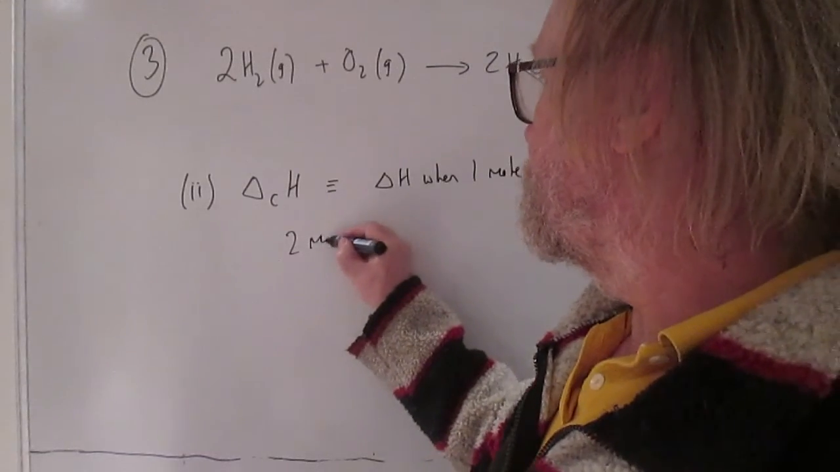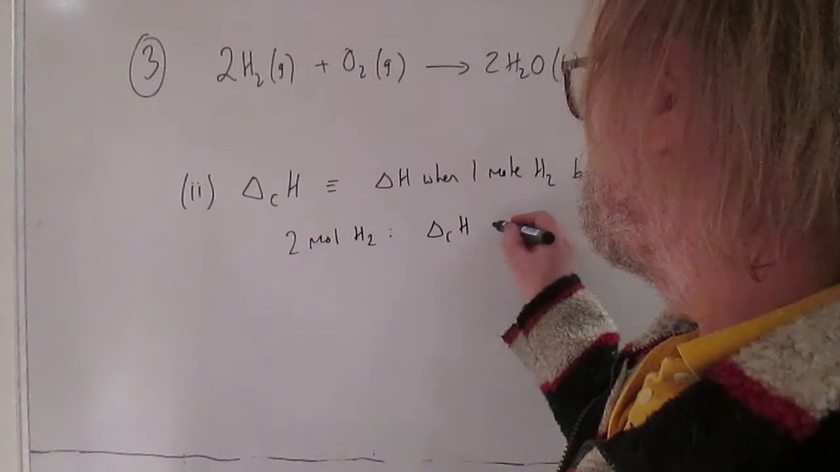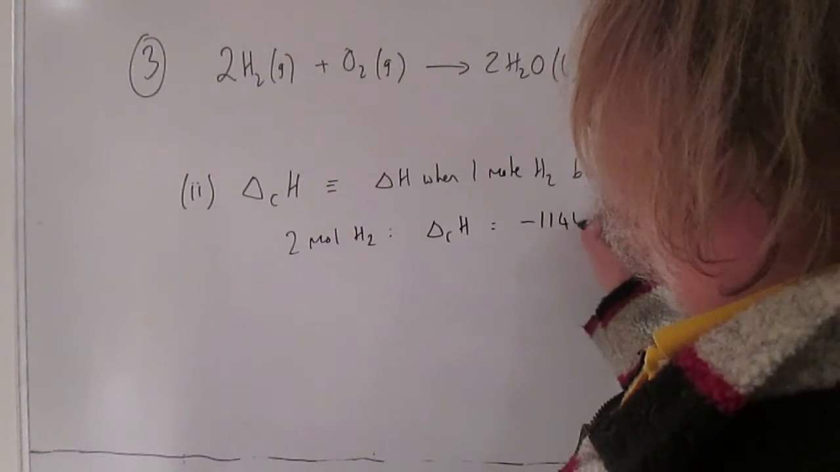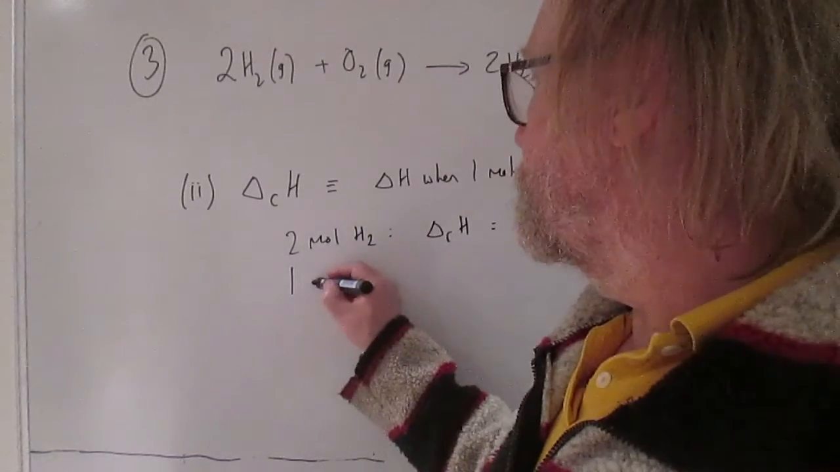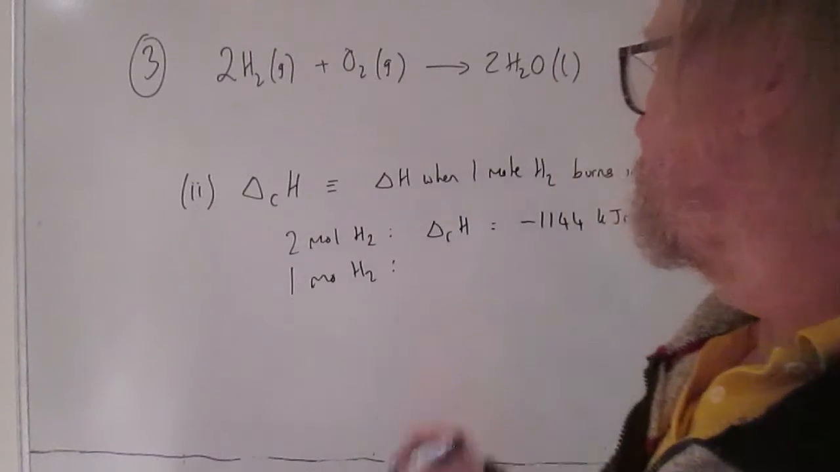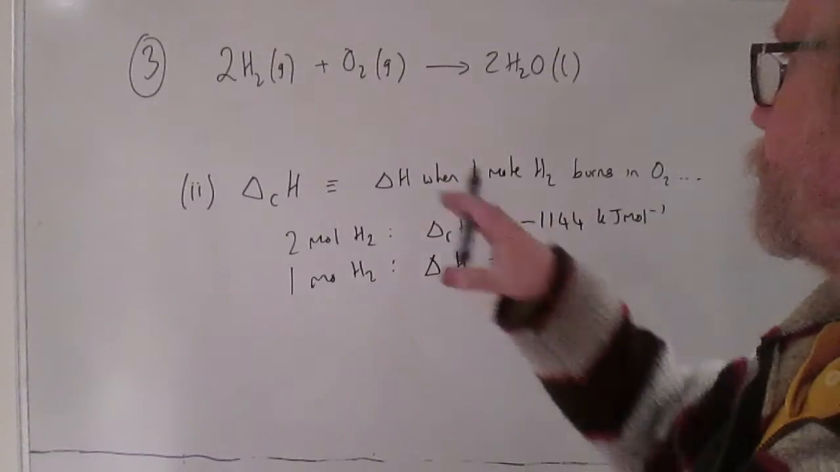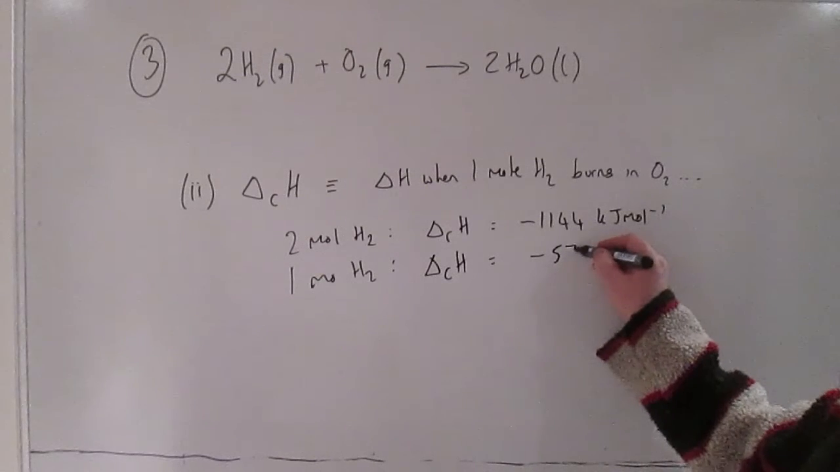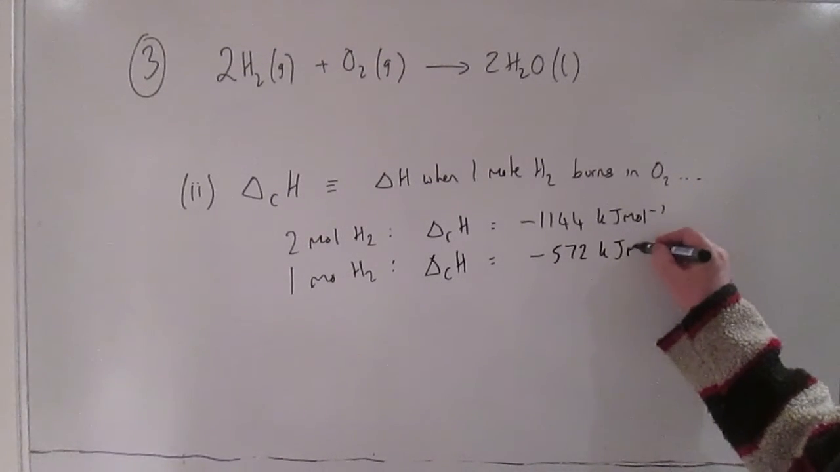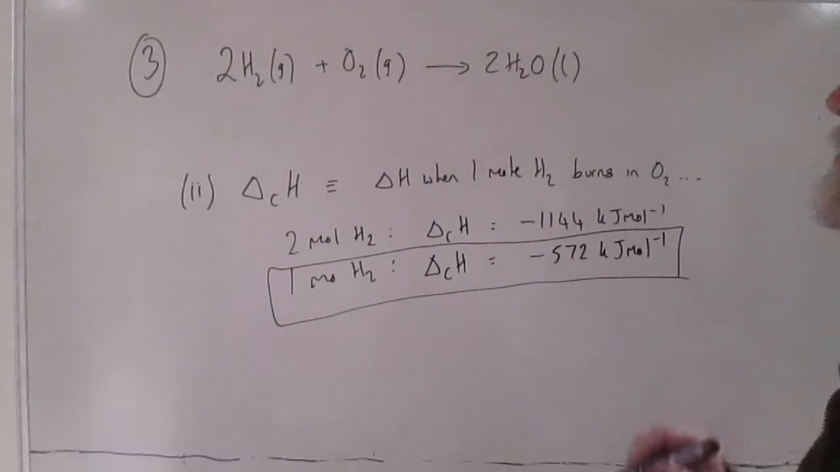Okay, so 2 moles of hydrogen gave us delta H of reaction, which was minus 1144 kilojoules per mole. So 1 mole of hydrogen burning will give us delta H of combustion, because it's defined when 1 mole of hydrogen burns, so it will just be half that, which is minus 572 kilojoules per mole is the delta H of combustion of hydrogen.